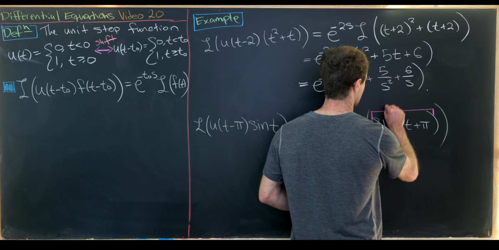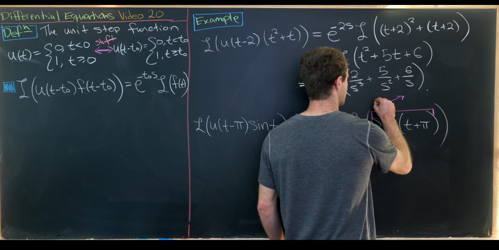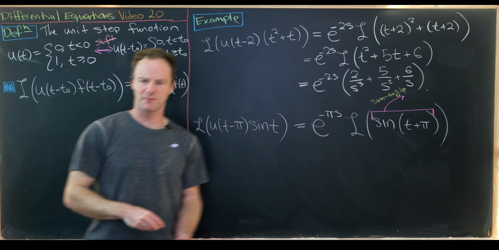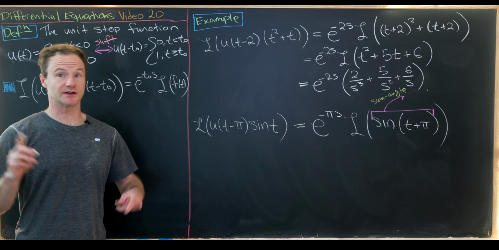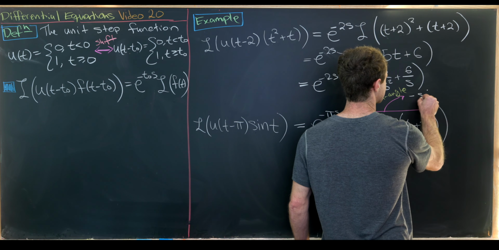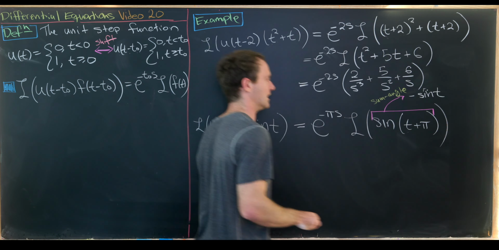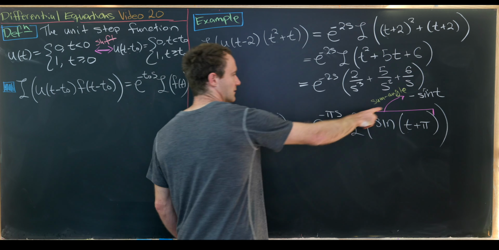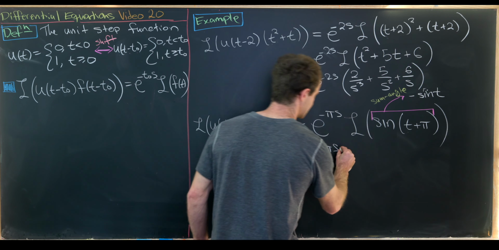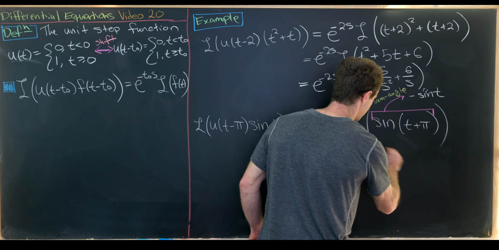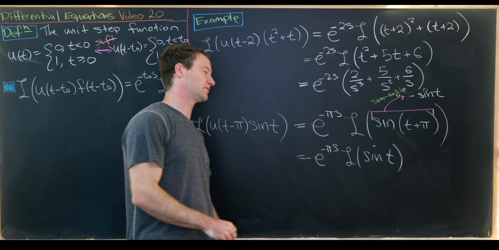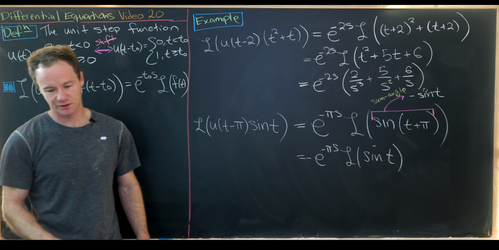sum angle formula. So let's maybe put here that you might want to use a sum angle formula. I'll let you guys look that up, but that should be fairly easy to find on like trig identity Wikipedia. And that says that sine of t plus pi is the same thing as minus sine of t. So we can bring this minus sign out in front of the whole thing, and we'll have minus e to the minus pi s, and then the Laplace transform of plain old sine. But now we can do that. The Laplace transform of plain old sine of t is 1 over s squared plus 1.